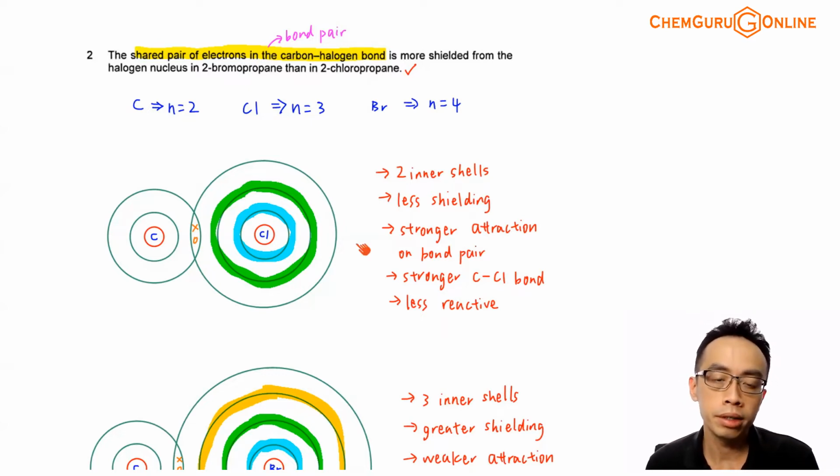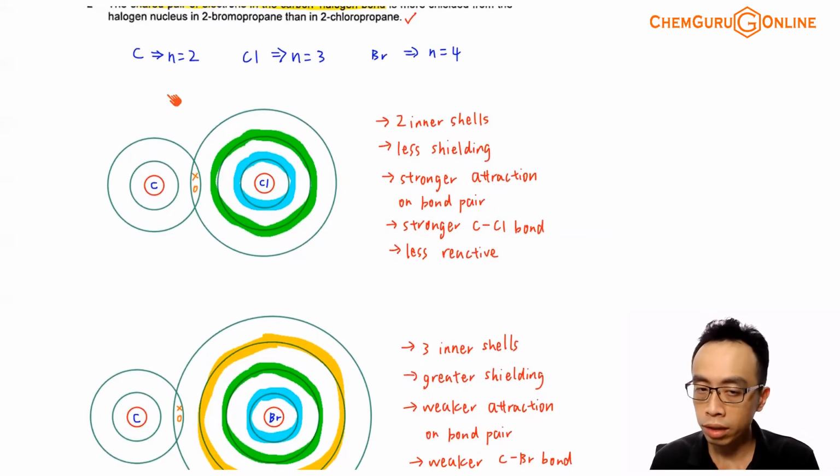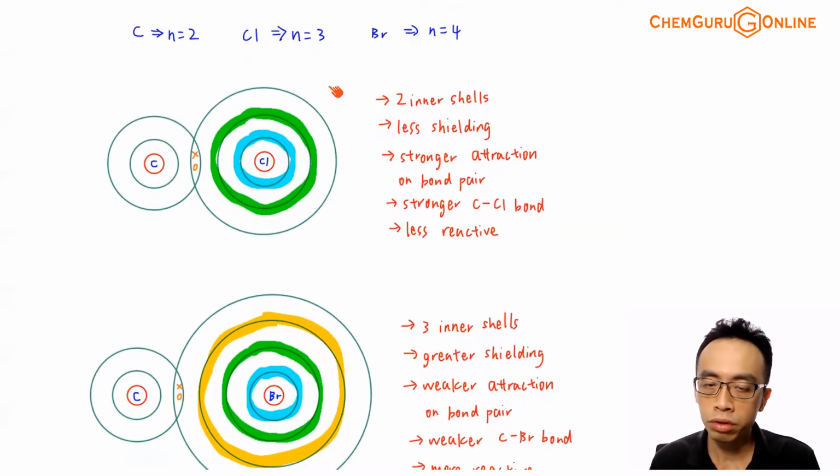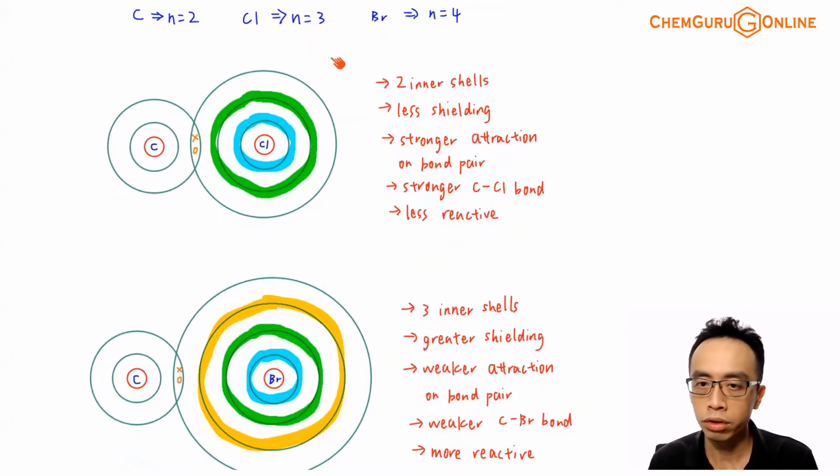Now what I'm using here is a simpler model using Bohr's model, talking about the number of principal quantum shells, because I think it is easier for us to visualize the number of inner shells that can shield the valence electron or the bond pair of electrons. So we know that carbon is in period 2, so you have 2 shells. Chlorine is in period 3 with 3 shells. Bromine is in period 4 with 4 shells.